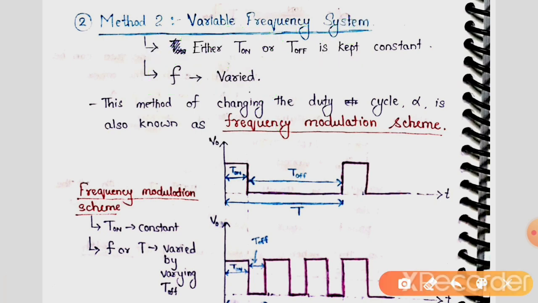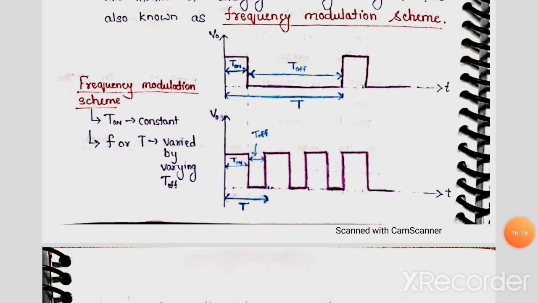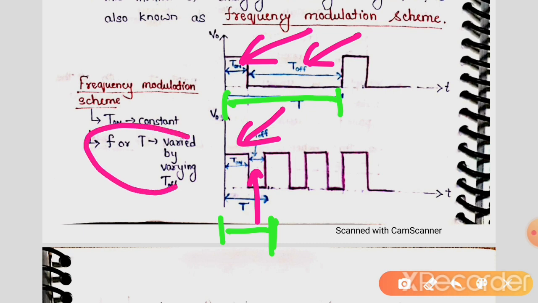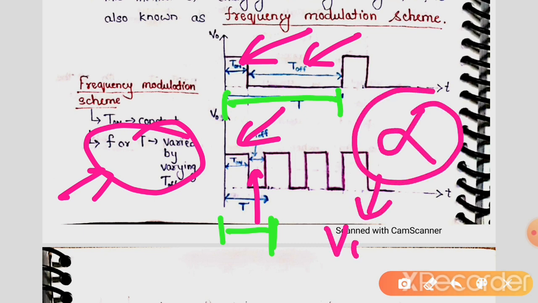Now let's see here how it is obtained. Here in the figure we can see the frequency is changed. Here the time period was this much and here the time period is different, but in both the cases the turn on time is kept constant, whereas turn off time is changed in both the cases to change this frequency. So by changing this frequency we are changing the alpha, and hence we are getting variable output voltage.